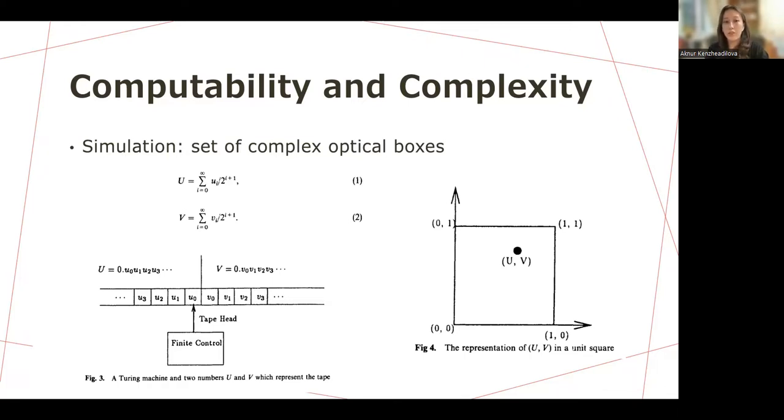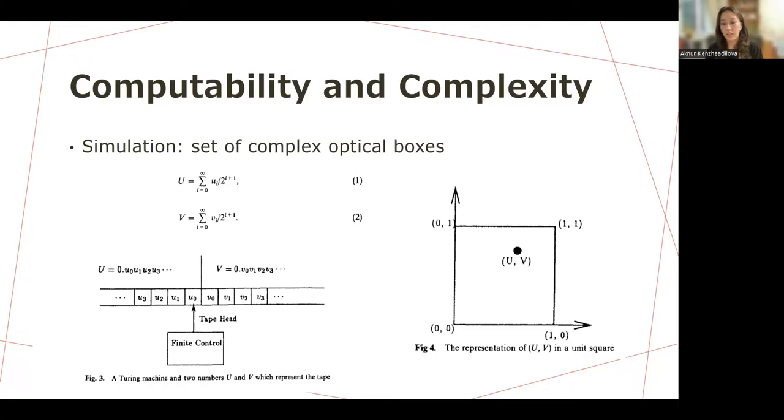Here we view the optical system as a set of complex optical boxes. We're later going to talk about the simple and the complex boxes. Each complex box corresponds to one state of the Turing machine's finite control, and it implements the transition functions defined for that state.